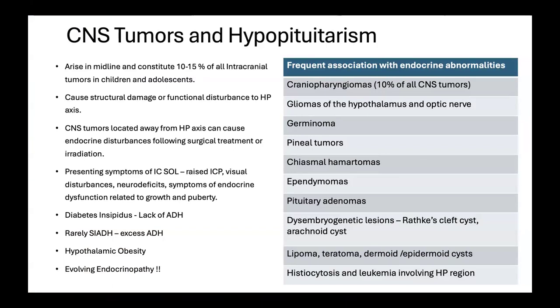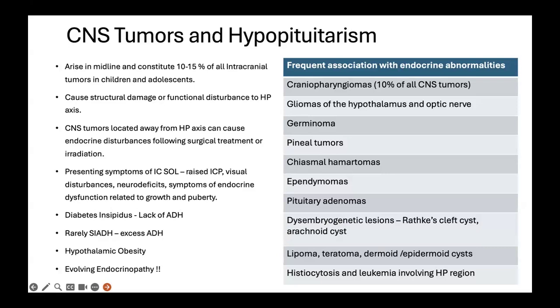The CNS tumors which are located away from the hypothalamo-pituitary axis can also lead to endocrine disturbances following surgical treatment, irradiation, or chemotherapy. These generally present with the symptoms of the tumor itself, with signs and symptoms of raised intracranial pressure, visual disturbances, certain neurodeficits. They could also be accompanied with symptoms of endocrine dysfunctions related to growth, puberty, salt and water imbalances, etc.